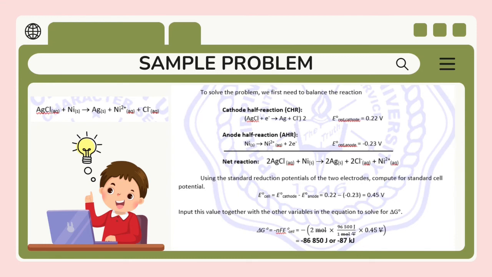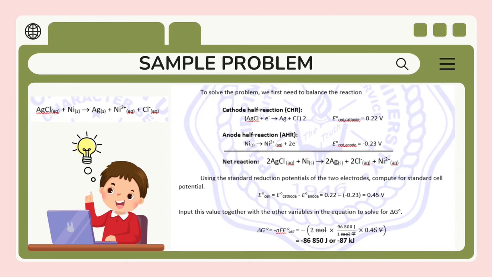Using the standard reduction potentials of the two electrodes, we are going to compute the standard cell potential. We use the equation E cell is equal to E cathode minus E anode. So it is equal to 0.22 minus (negative 0.23), which is equal to 0.45 V.